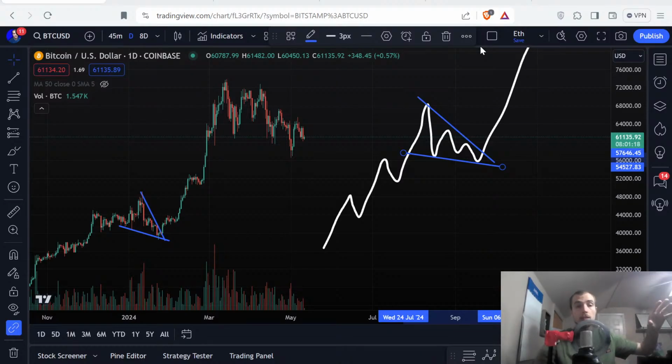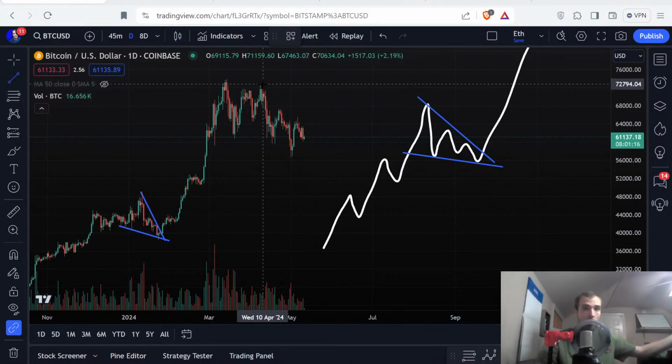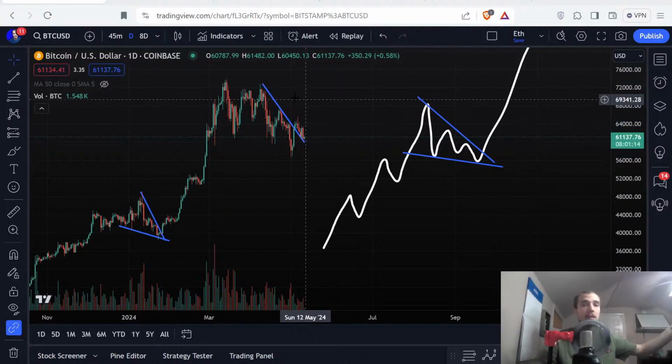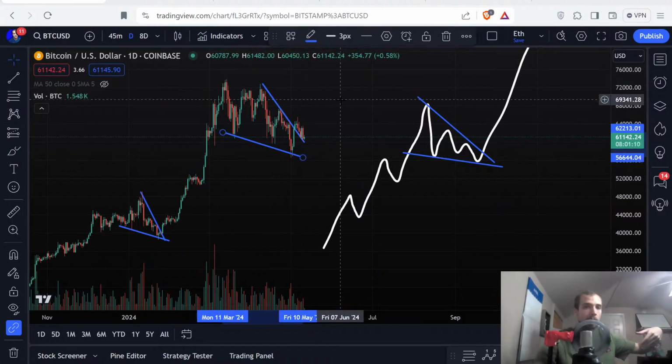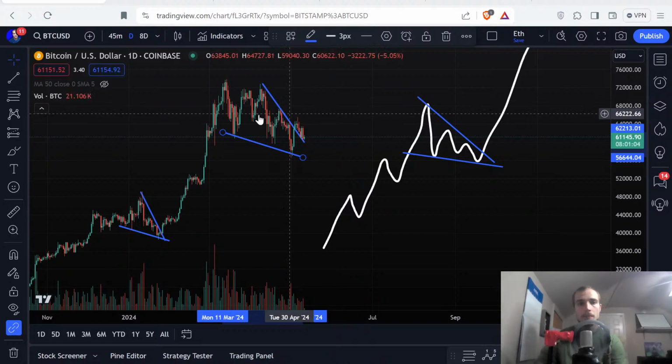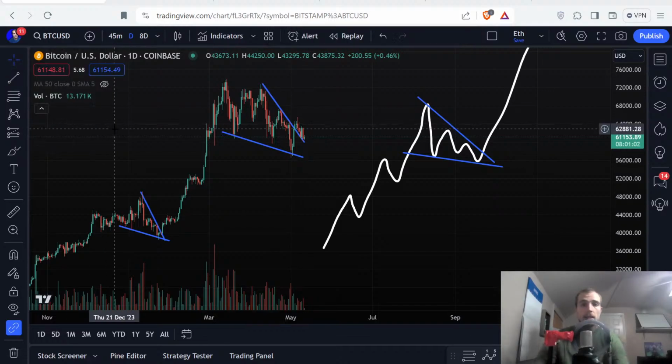So this looks like a wedge to me on Bitcoin. Well, it is a wedge, but we're going to have to see if it plays out like I suspect it will. And the markets are really bullish here, so I'm definitely expecting it to break bullish. So yeah, that's my view on Bitcoin here on the daily candlesticks.